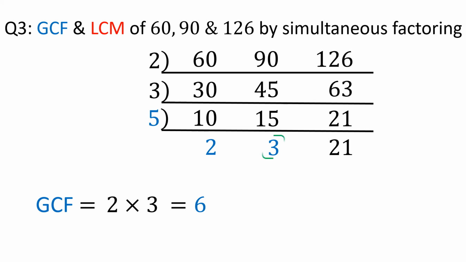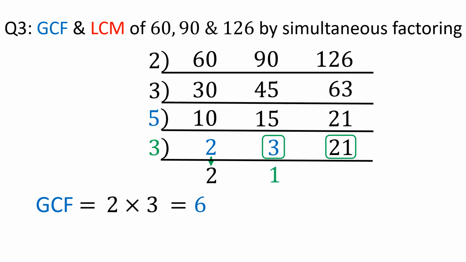If you take a look at 3 and 21, there's a common factor, 3. So we can divide them by 3. Nothing changed for 2, and 3 divided by 3 is 1. And 21 divided by 3 is 7. Now we have 2, 1, and 7. Since there is no common factor for any two whole numbers, we stop factoring.